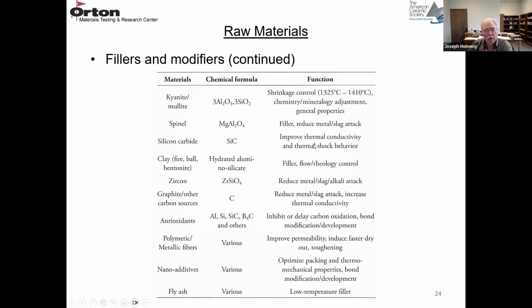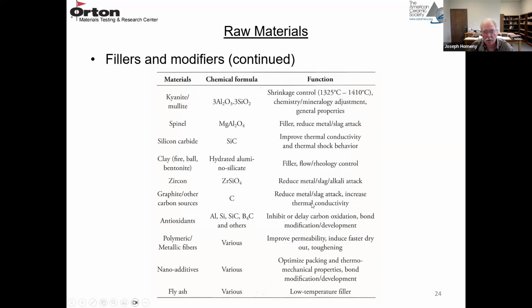Silicon carbide is added because it improves the thermal conductivity, has low thermal expansion, so it also improves the thermal shock resistance. Clays or hydrated aluminosilicates are generally fillers, but they also can control the rheology. Zircon is there for primarily corrosion resistance, so it reduces slag and alkali attack and metal attack.